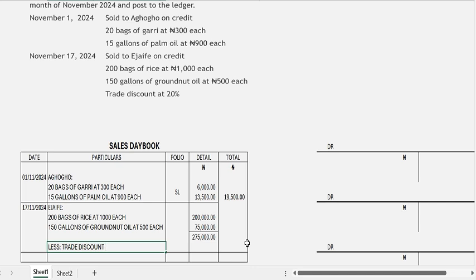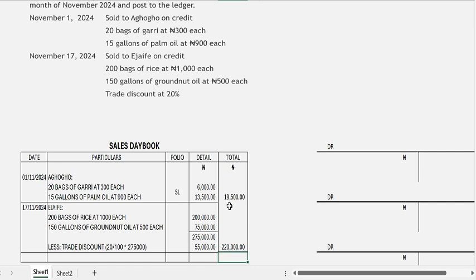So we have to say, in bracket, 20 over 100 times 275,000. Use a calculator to do this, it will give you 55,000 naira. So you subtract 55,000 from 275,000, you have 220,000 naira. This is the amount HIFA is going to pay to Ogono's company.